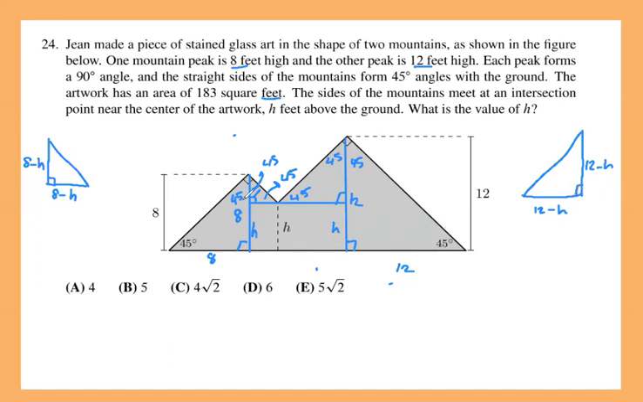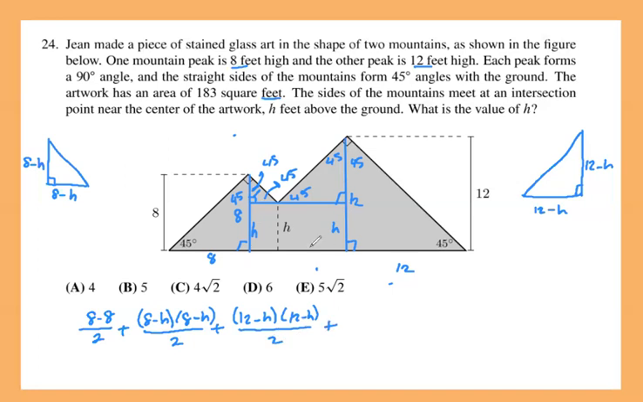So what we want is for the whole area to be 183. Let's go ahead and add them. The area of this triangle is just 8 times 8 over 2, since that's a right triangle. The area of the smaller one is 8 minus H times 8 minus H over 2. Plus the area of this one is going to be 12 minus H times 12 minus H over 2.